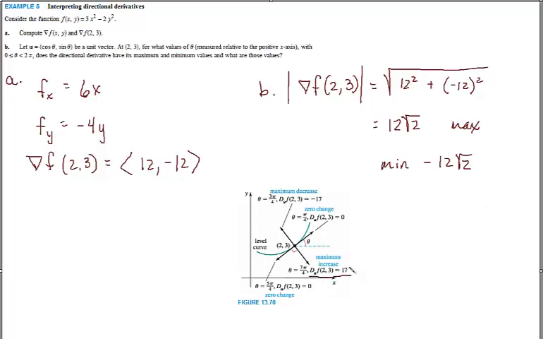Note that this directional derivative here would have a theta of 7 pi over 4, and the one of minimum would be 3 pi over 4 for my theta.